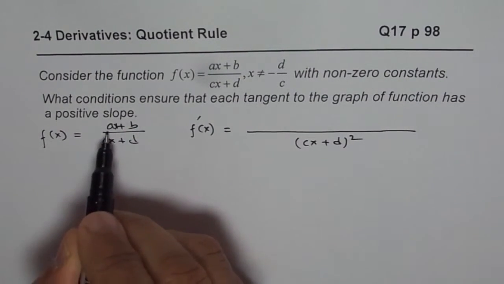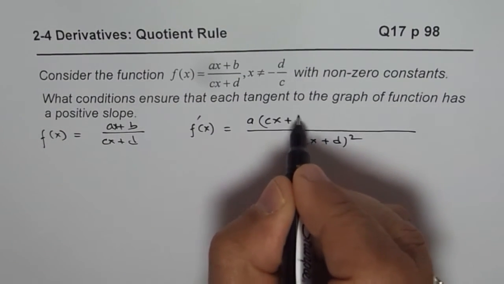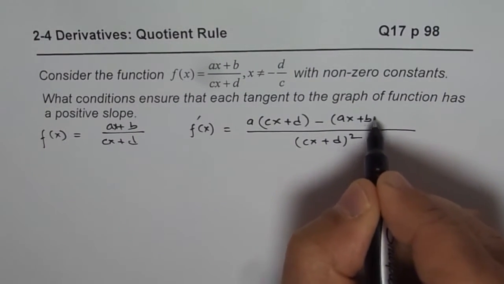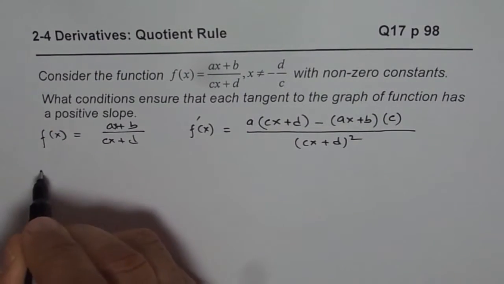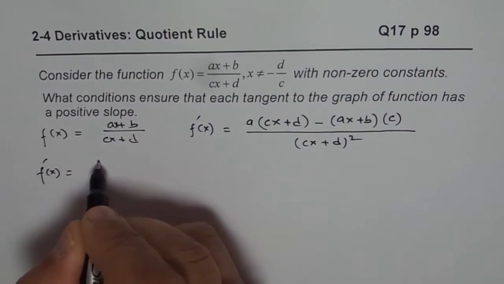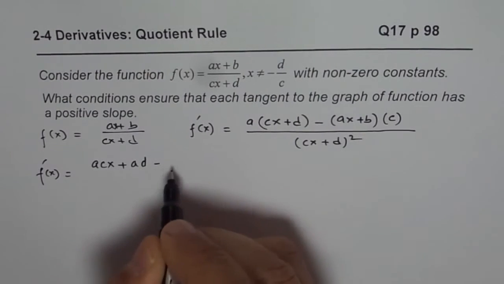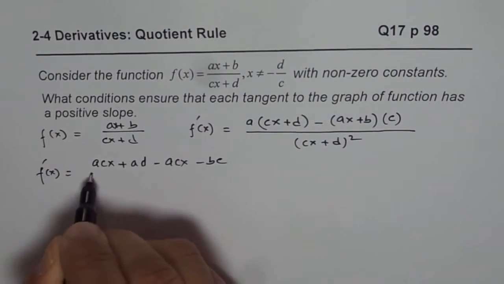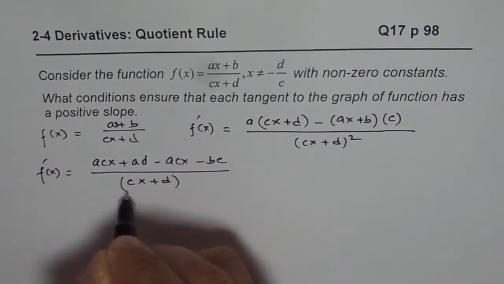Derivative of ax + b is a, so a times (cx + d) minus (ax + b) times derivative of denominator, which is c, right? So let us expand this and simplify. When you expand, you get acx + ad minus acx minus bc over (cx + d) whole square, right?